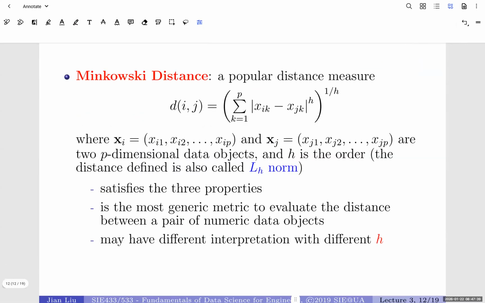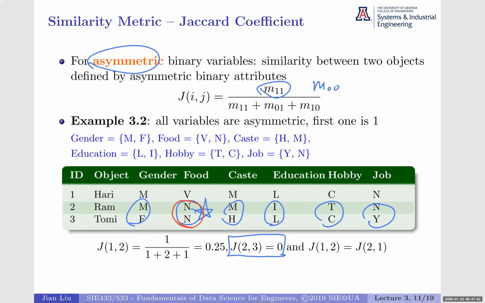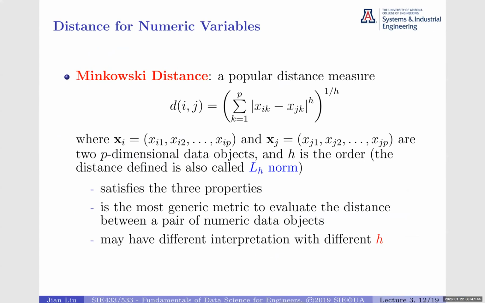And the distance for numerical variables was much easier. We have used this before in many other courses actually already. We call it Minkowski distance. That is a general definition of the distance between two numbers, between two numbers or two data objects that are both modeled by numbers or numerical values.